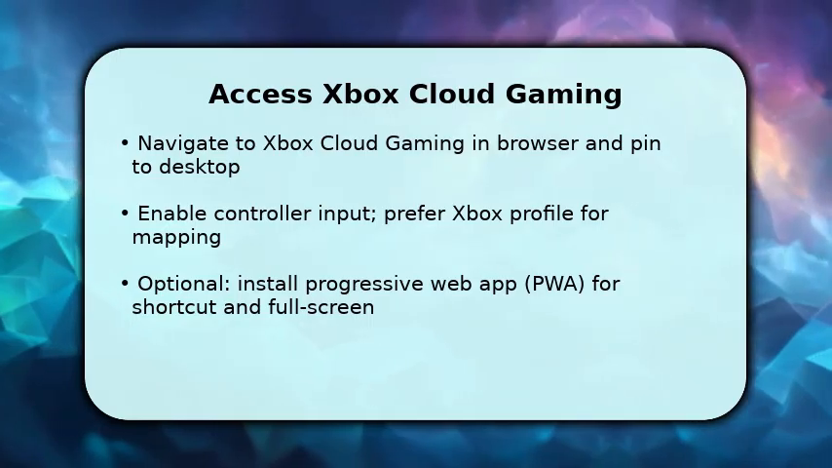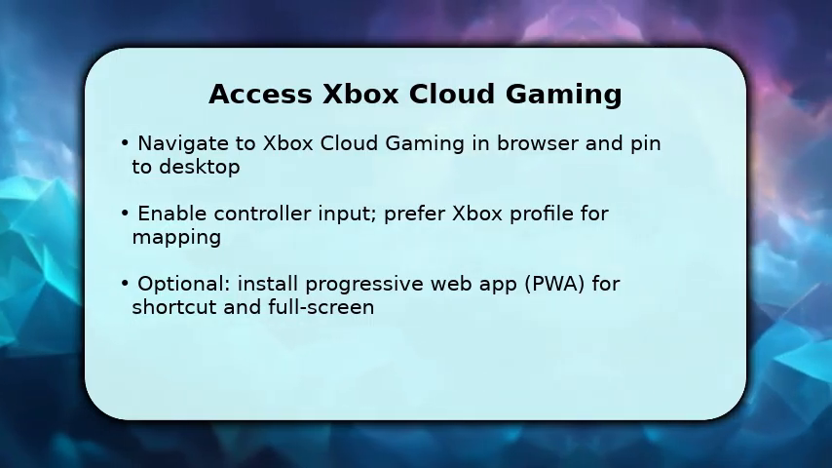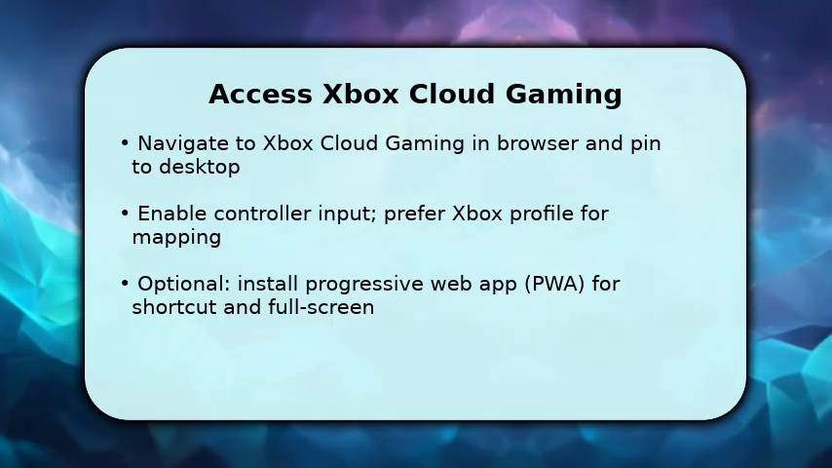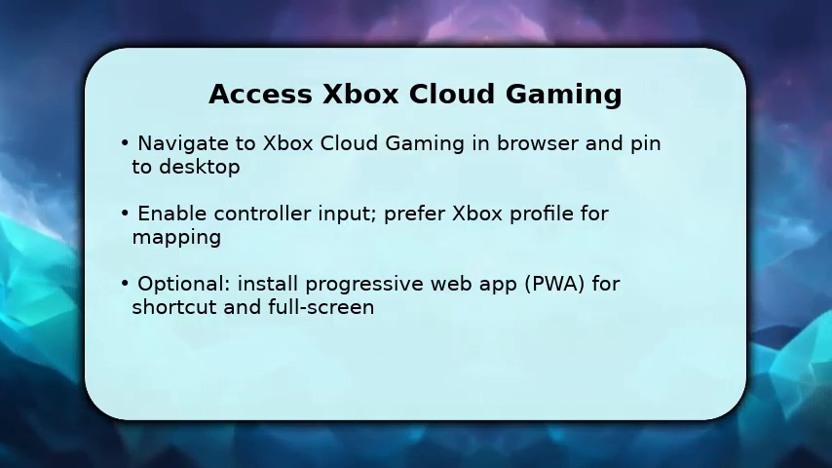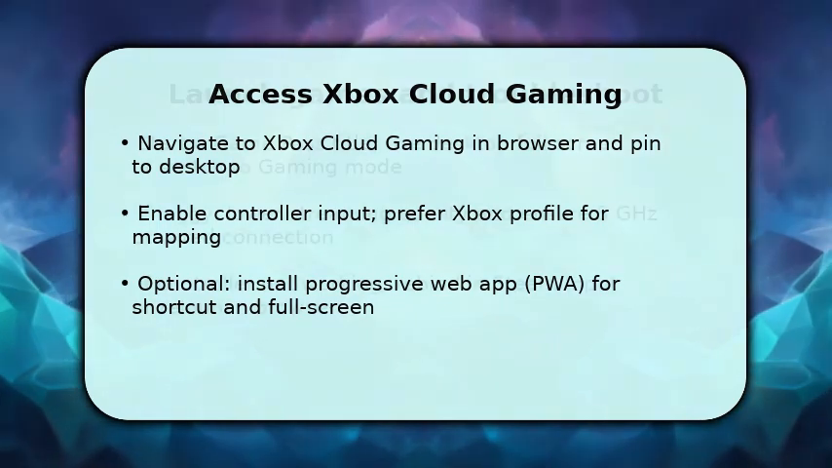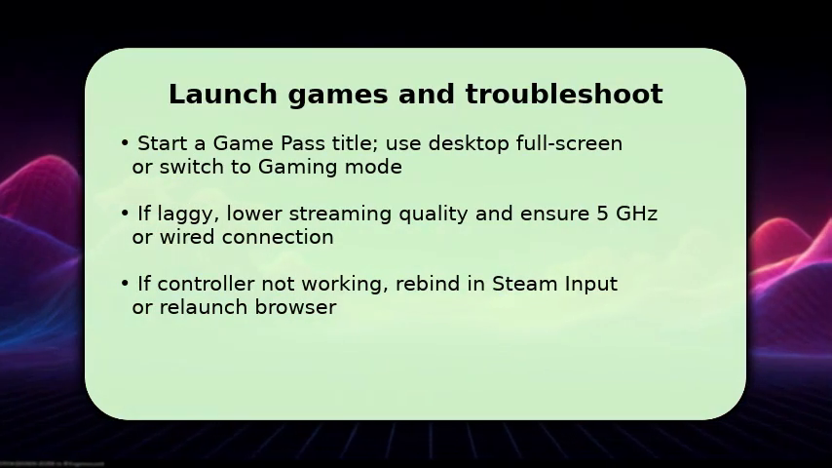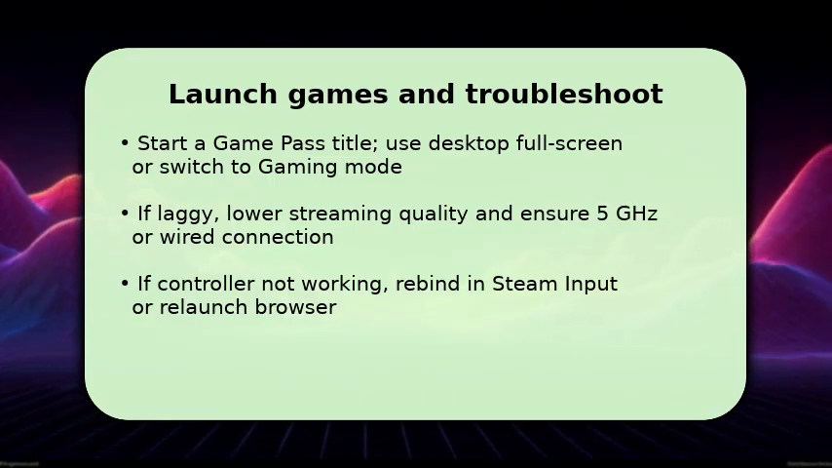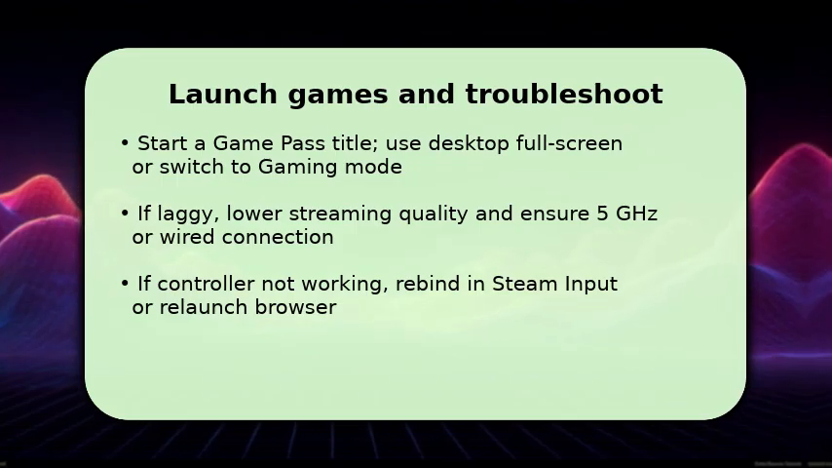If available, install the site as a progressive web app to get a full screen, app-like experience, and a desktop shortcut. Make sure browser hardware acceleration is on, and background apps are closed for smoother streaming. You'll pick a Game Pass title and press play. Once streaming starts, switch back to gaming mode or use the PWA full screen for best controls.